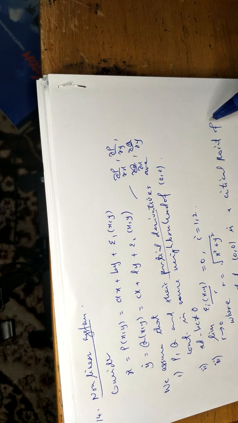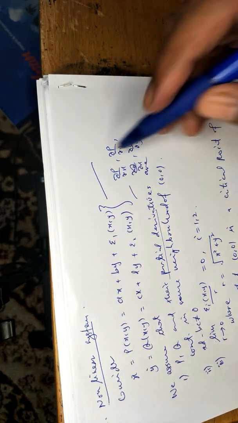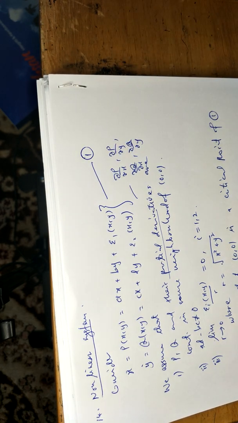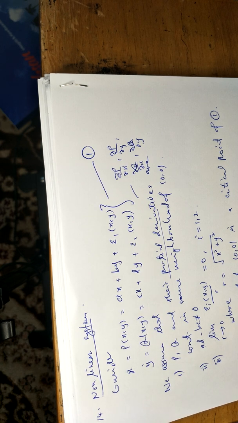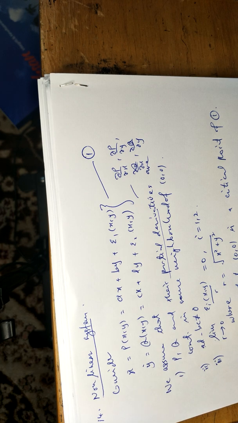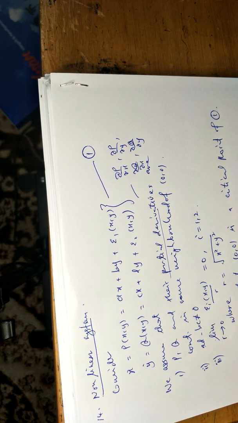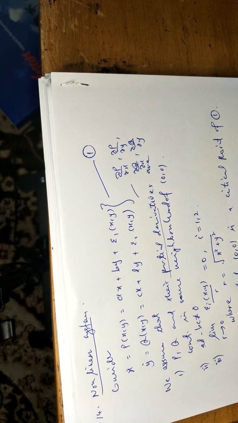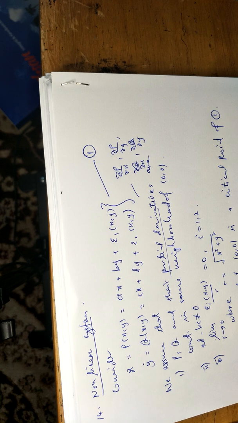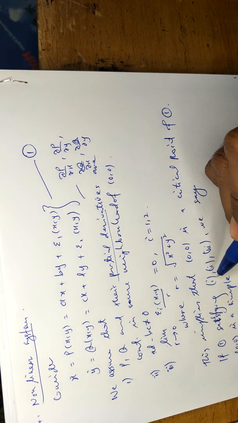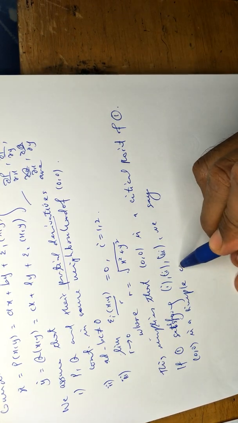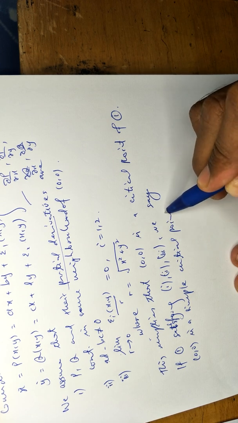So this equation, let's give a name there. Let's call this number 1. Okay, so if the system 1 satisfies those conditions 1, 2 and 3, then we say 0, 0 is a simple critical point.